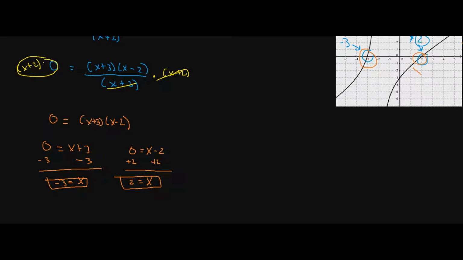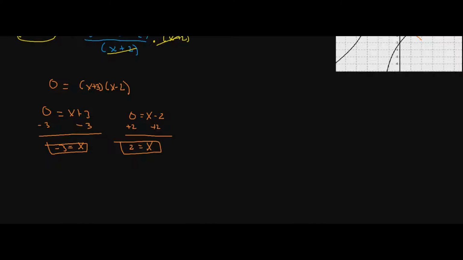All right, let's look at another example. Let's say we have y is equal to x plus 5, x squared plus 12x plus 20, all divided by x squared plus 2x plus 1.